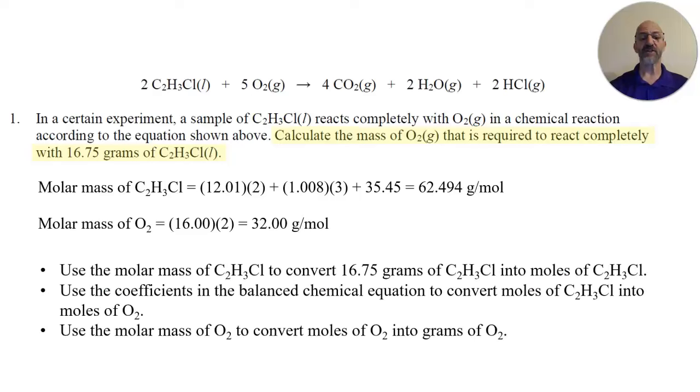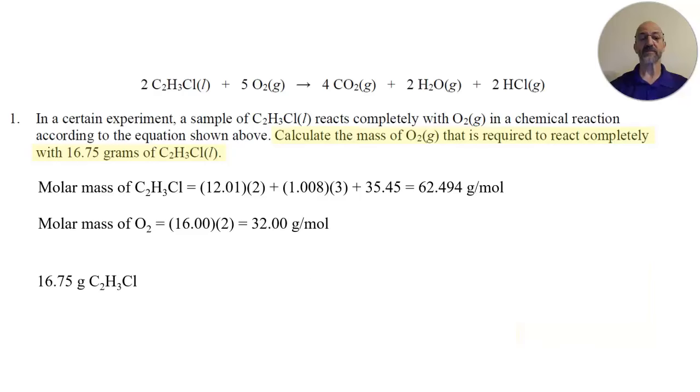So my general strategy will be to use the molar mass of C2H3Cl to convert the quantity that I was given, 16.75 grams, into moles. Then I will use the coefficients in the balanced chemical equation to convert from moles of one chemical to moles of another. And then finally, I will use the molar mass of the other substance to convert from moles into grams. So it's going to be a 3-step process where I go from grams of one chemical to grams of another. So let's begin with 16.75 grams of C2H3Cl.